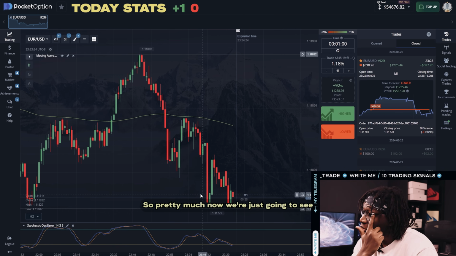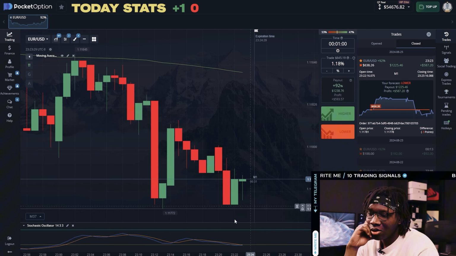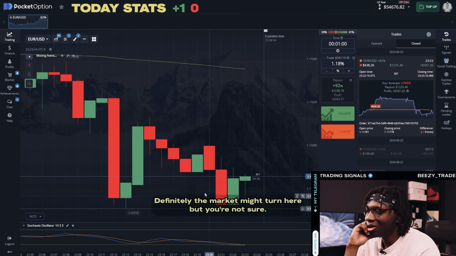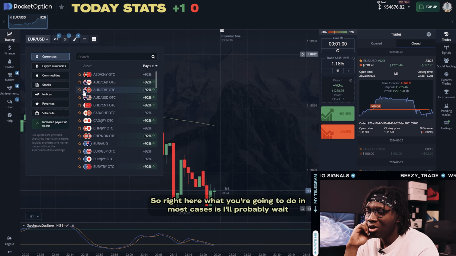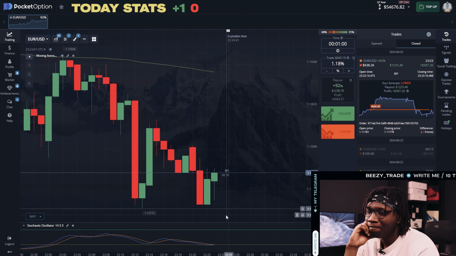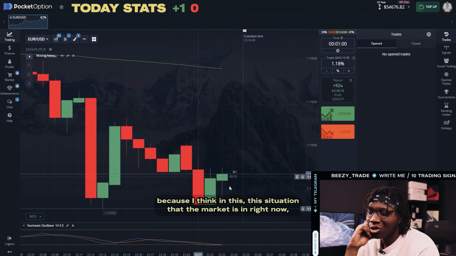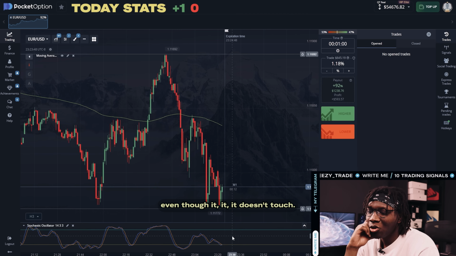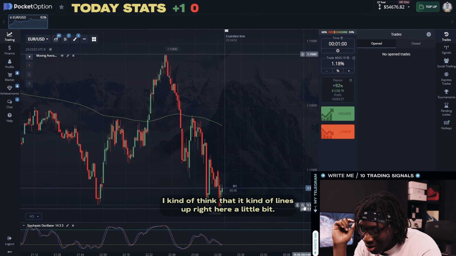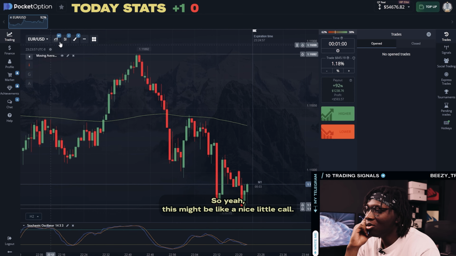So pretty much now we're just gonna see if we can wait for it to touch support, because right here you can see this green candle showing the market might turn here, but you're not sure. So right here, in most cases, I'll probably wait, trying to find a place to enter into a call, because I think that's the situation the market is in right now. Even though it doesn't touch, I kind of think that it lines up right here a little bit. So yeah, this might be like a nice low call.